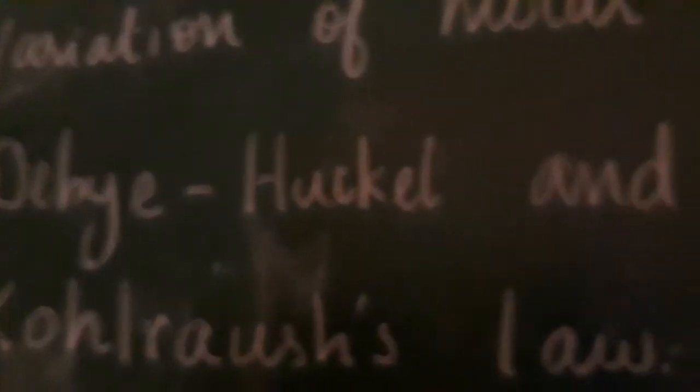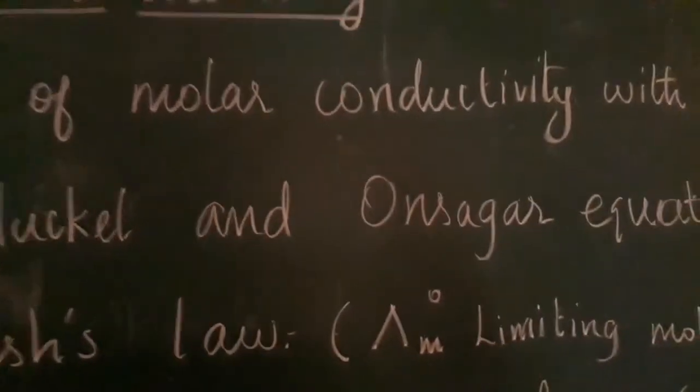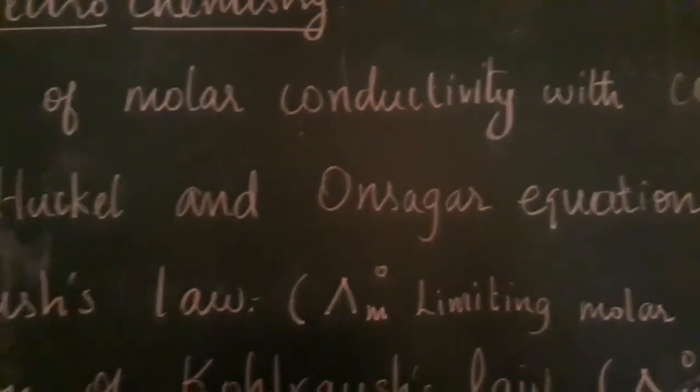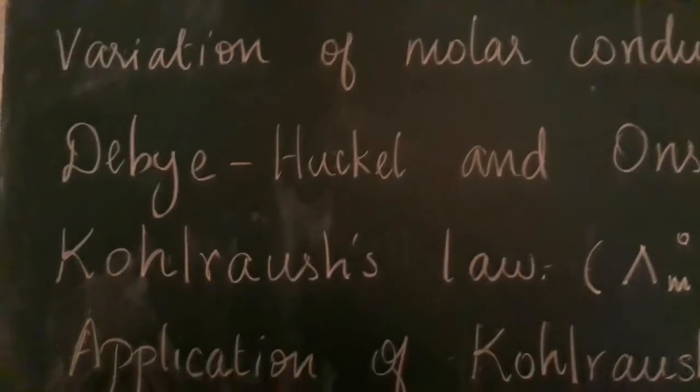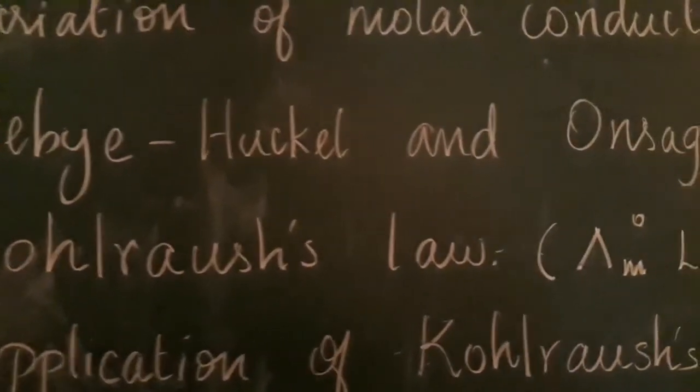The next one, the Debye, Hückel and Onsager equation. We get this equation when considering the interionic attraction between the ions in the electrolyte. The next one, Kohlrausch's law. What is the basis of Kohlrausch's law?